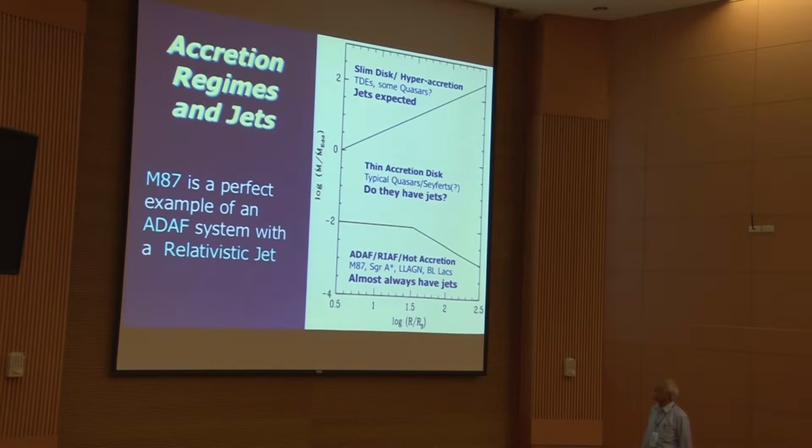Okay, so now let me talk about accretion regimes, just following on from what John said yesterday. Theoretically, we are aware of maybe 3 distinct regimes of accretion. There may be more, but I suspect there's more than this.